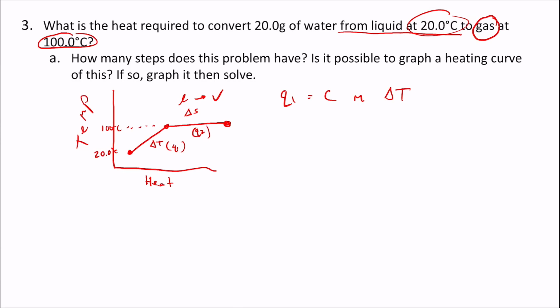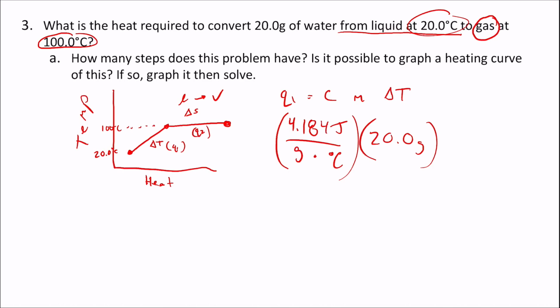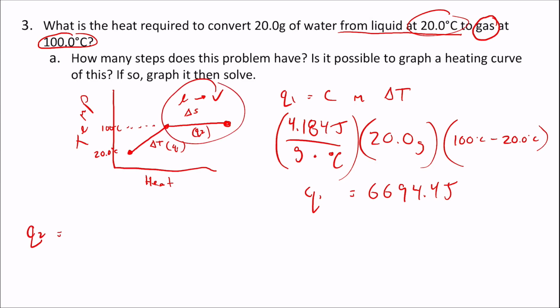Okay, specific heat for water is 4.184 joules over grams times degrees Celsius. The mass is 20 grams, and the change in the temperature is going to be, final is 100, the initial is 20. Put it in your calculator. 6,694.4 joules is Q1. Q2 is going to be this change of state here.